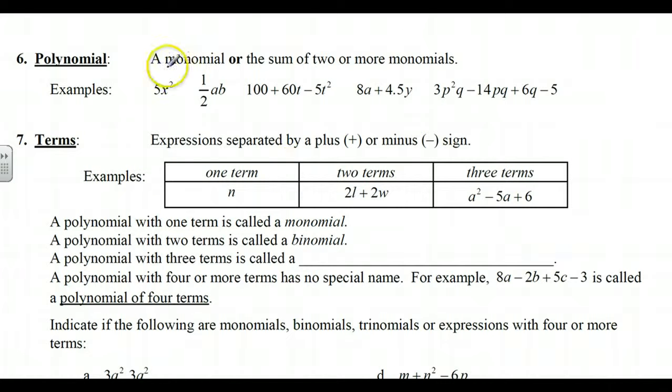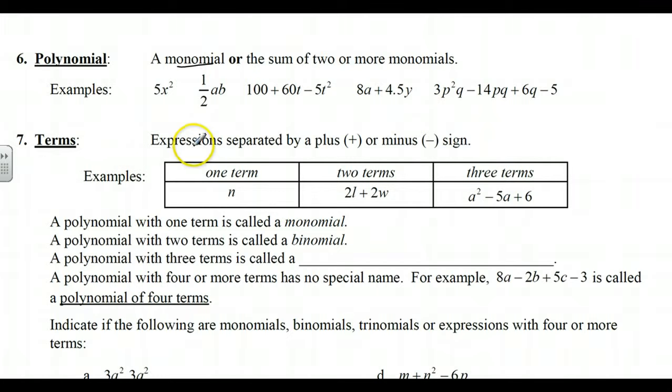Polynomial, a monomial, or the sum of two or more monomials. And by sum, we mean add or subtract, sum or difference, because a minus is really just plus a negative. 5x squared, monomial. Perfectly good. 1/2 AB, monomial. It's the exponents that can't be rational, not the leading term. The coefficient can be. 100 plus 60t minus 5t cubed, polynomial.